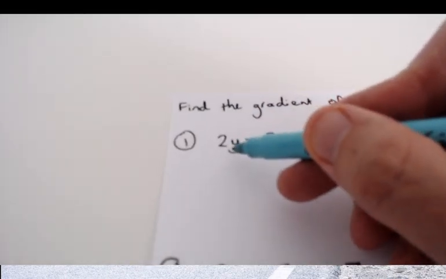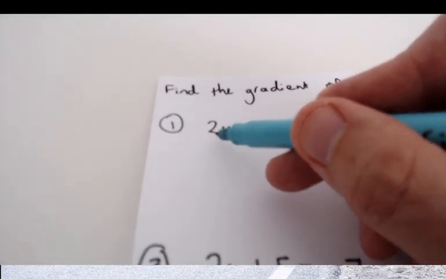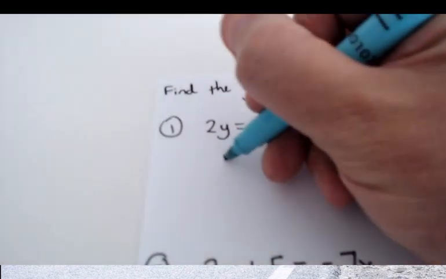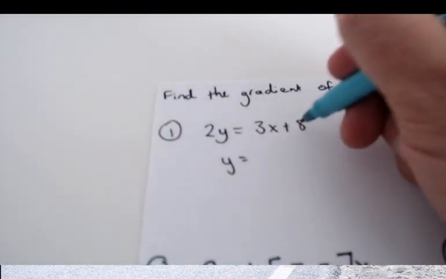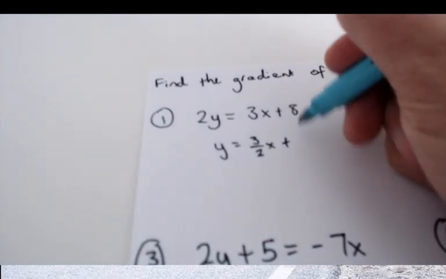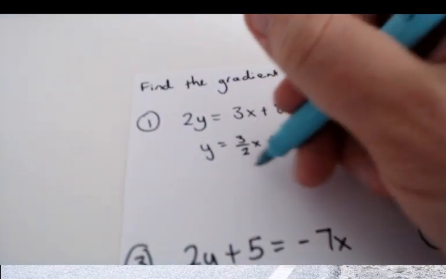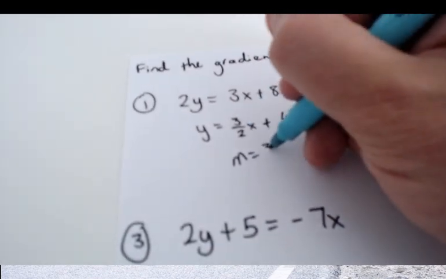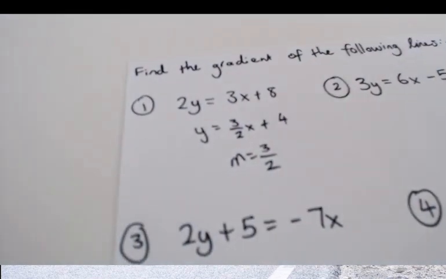Okay, question number 1. Get y by itself. The 2 is stopping it, take the 2 to the other side, it's multiplying so it divides on the other side. Divide both things by 2, I'll get 3 over 2x, add 8 divided by 2, that'll give me 4. So in this one, my gradient is the number in front of the x, which is 3 over 2.